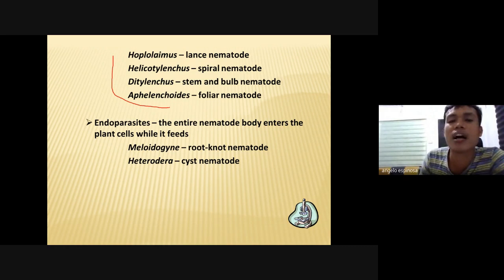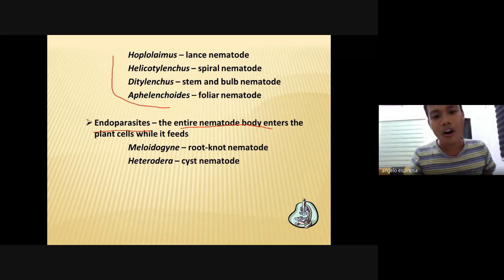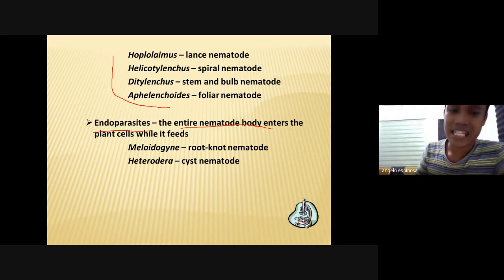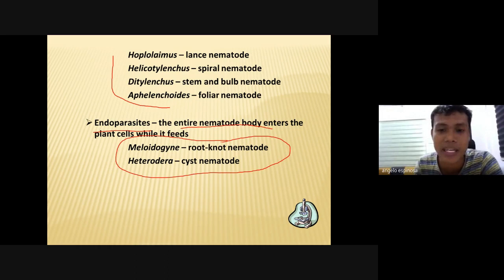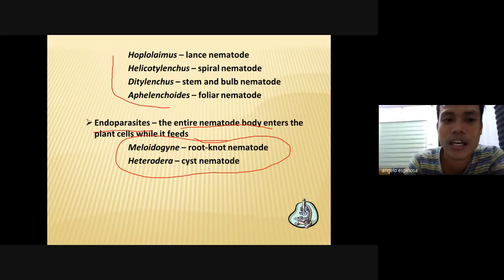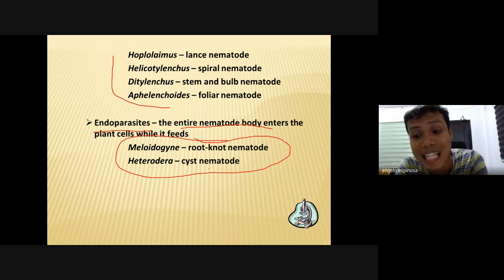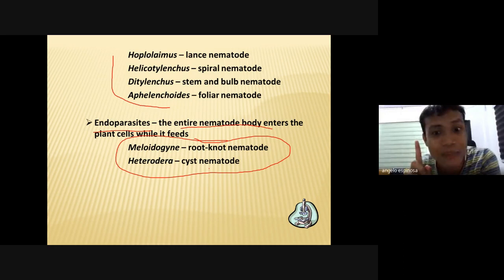Ito naman yung tinatawag nating endoparasites. Ibig sabihin, ang buong katawan niya ay nasa loob na ng host. The entire nematode's body enters the plant cells while it feeds. Ito na talaga yung pinaka. Meloidogyne, root knot nematodes, Heterodera, cyst nematode. Yung kadalasan na makikita ninyo sa corn stand, yun po ay endoparasites. Nasa loob na talaga yung nematode. Pagbuksan ninyo yung stem, nasa loob ang nematode. That's what we call endoparasite. Ibig sabihin, ang buong katawan ay nasa loob na ng host or plant.